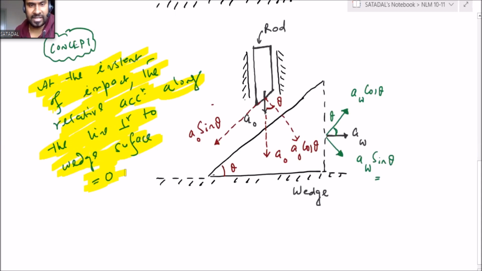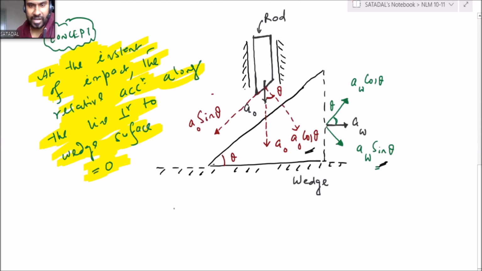So check out what is the acceleration component that we have perpendicular to the wedge surface. What are the components? We have A0 cos theta and we have AW sine theta. Check the diagram. Is it okay? A0 cos theta, AW sine theta. So can I write A0 cos theta is equal to AW sine theta? What is the relation we are getting now? That's the relation.